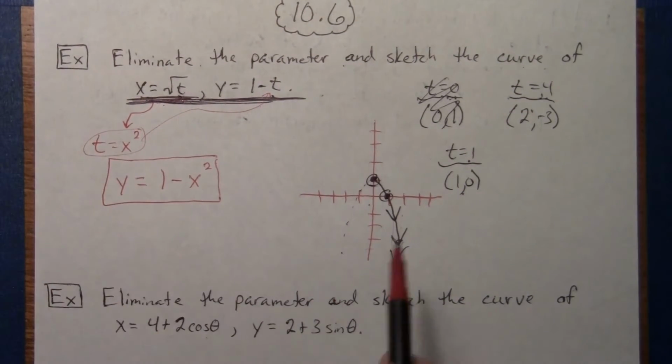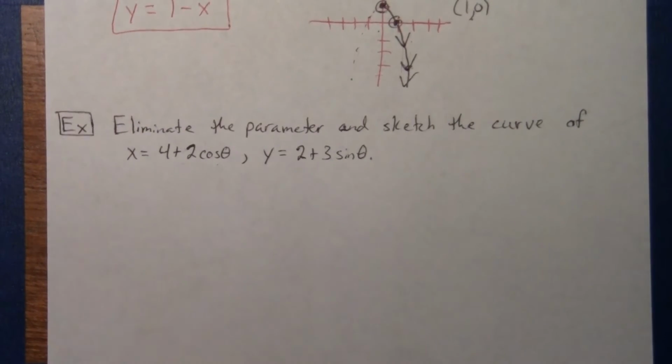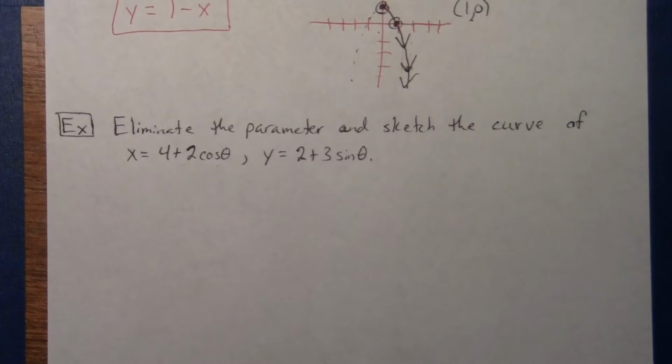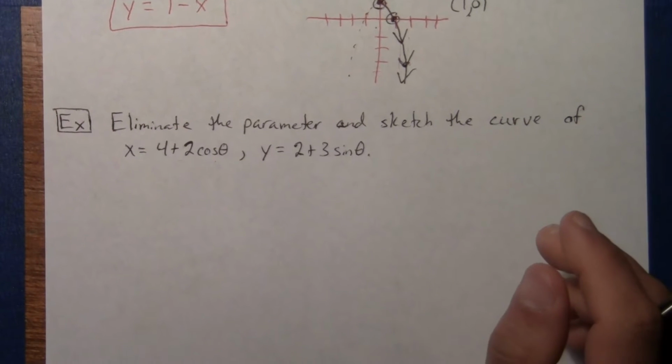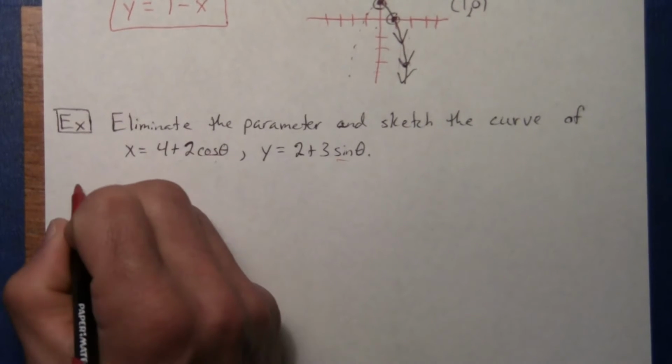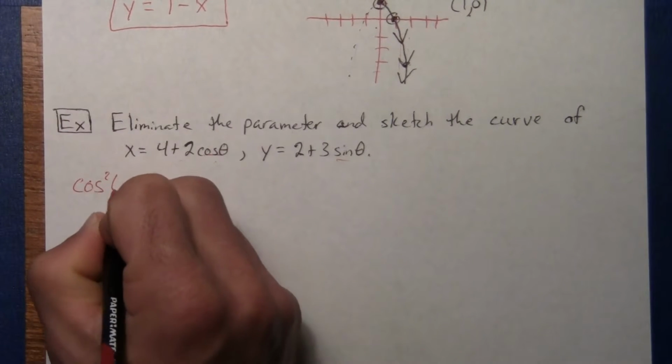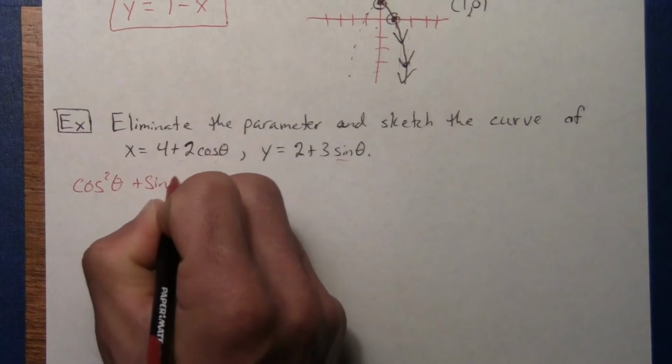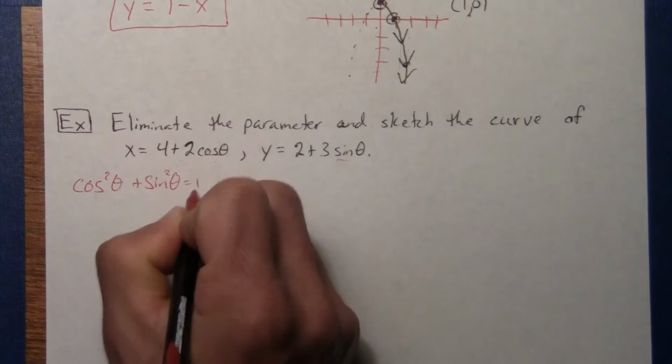Alright, the next example, eliminate the parameter and sketch the curve. When I see a trig function, I have to use one of the 2 formulas that we had on the notes. And when it's cosine and sine, this is what I want to use: the identity cosine squared theta plus sine squared of theta is equal to 1.